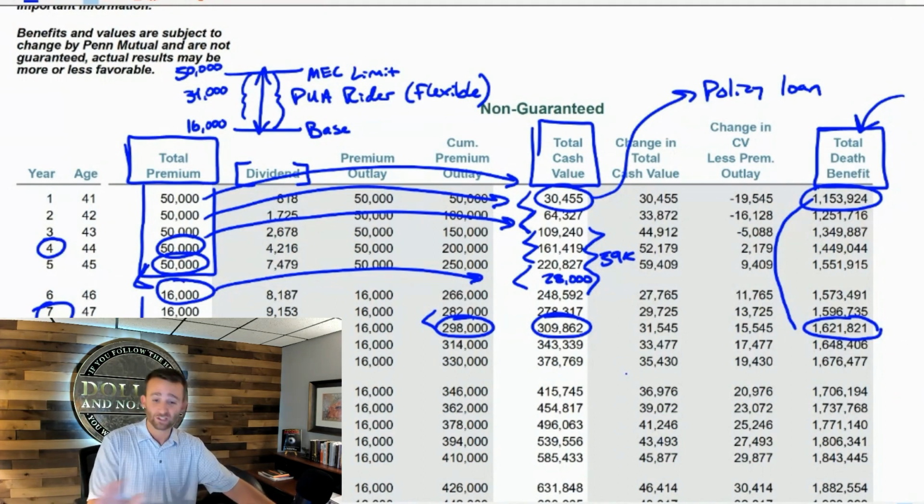But what we can't do with this illustration is you can't use it to determine if infinite banking is right for you. You can't do it. You cannot use this illustration to determine which company is the best company to use.